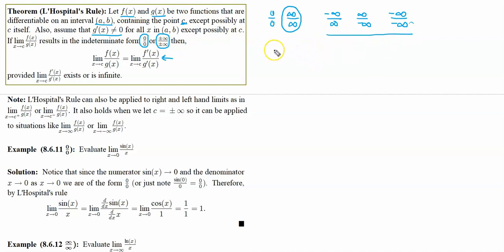And the same thing for 0 times infinity. It doesn't matter if this is a plus or minus infinity. 0 times negative infinity would still be an indeterminate form.